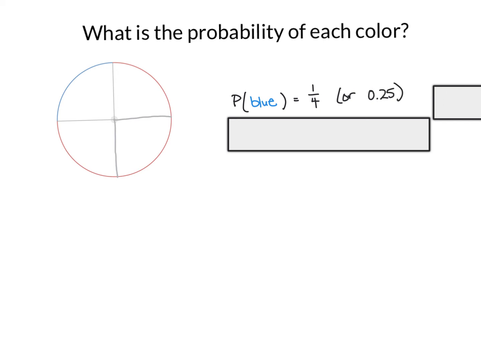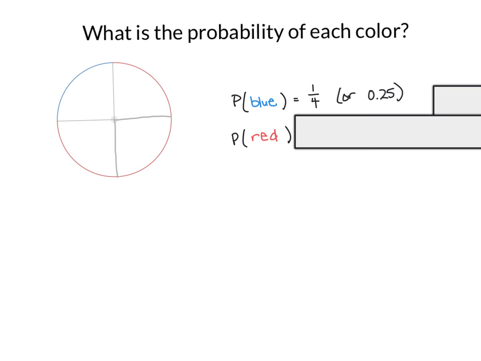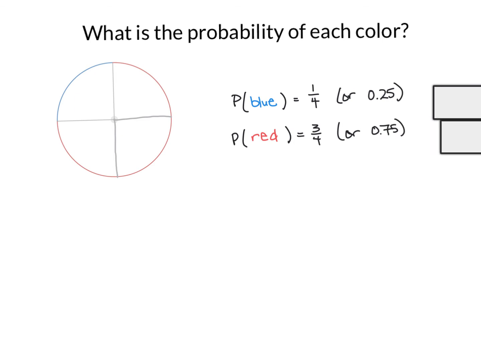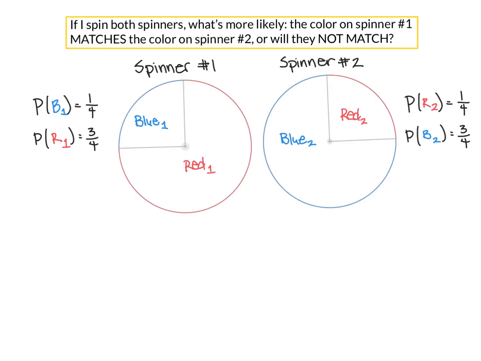And then, of course, the probability of red is that we have 1, 2, 3 sections out of 4 that are red, and so our probability is 75%. Hopefully that's fairly straightforward. Please let me know if you're stuck. Because really, what we're interested in today is moving beyond that basic probability problem. Here's spinner 1. It is 1/4 blue and 3/4 red, which I have noted over here.